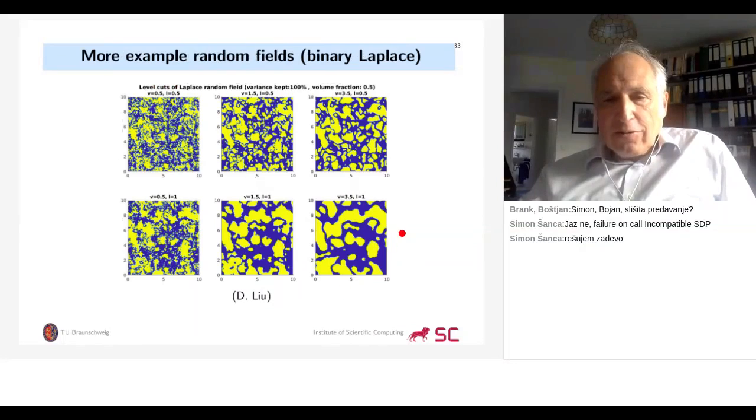And this is how these binary fields look for different cutoffs. You see, this is the rough one. You see how this is much rougher than this here. And you see how the correlation length is higher down here than up there. Here it's 1, there it's 0.5, so this is twice the correlation length. The yellow would be one kind of material, the blue one would be another kind of material.